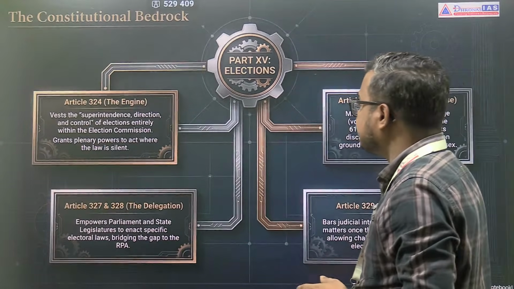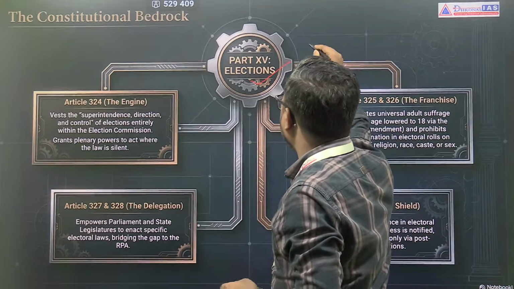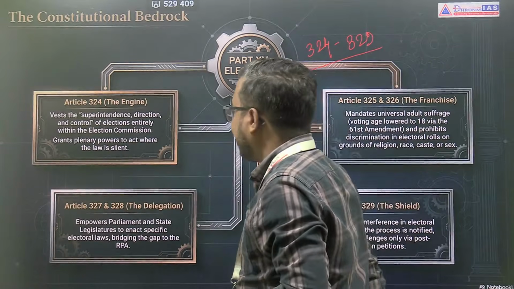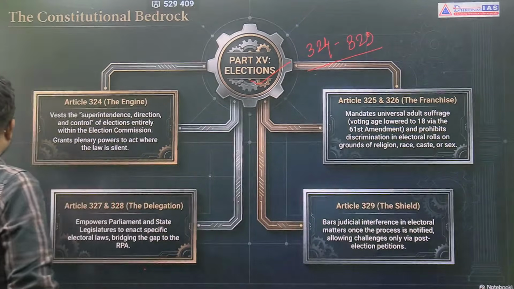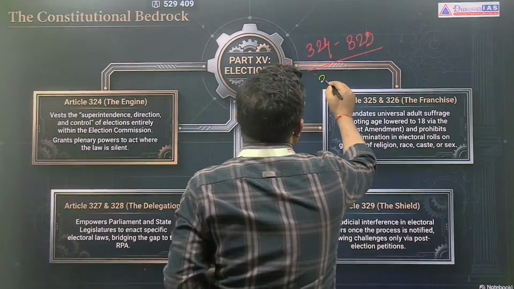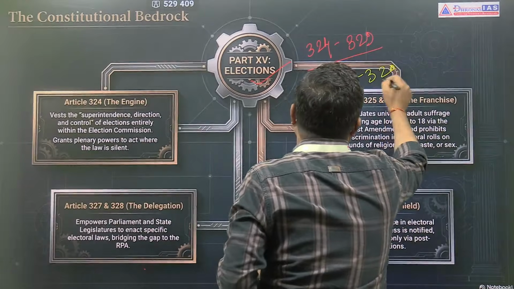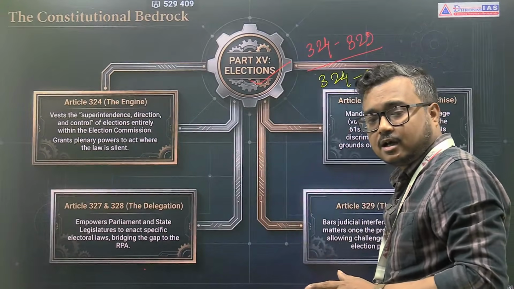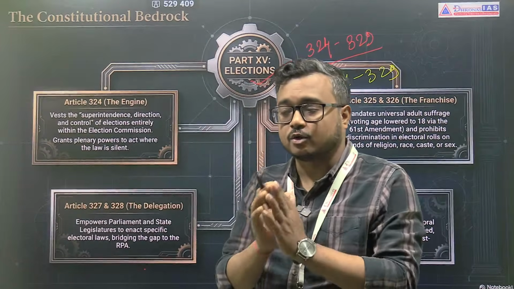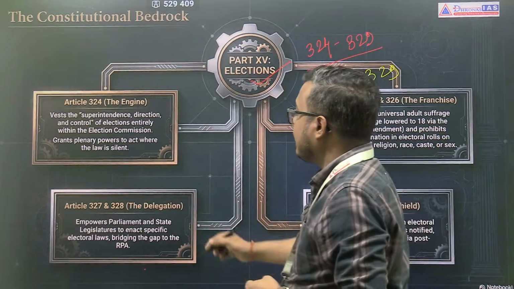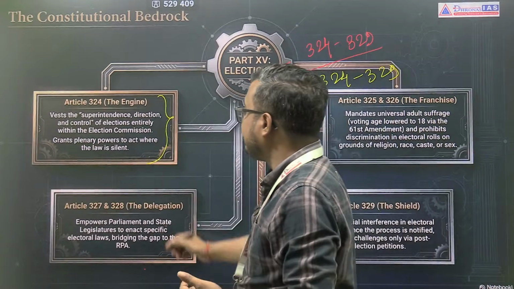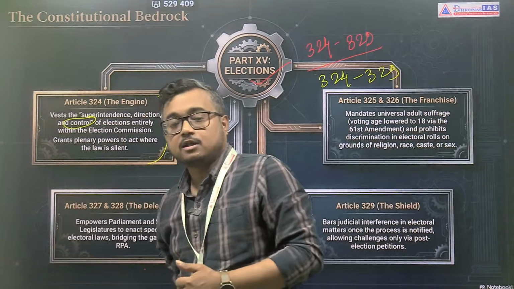Part 15, Elections, runs from Article 324 to Article 329 and covers the election process. Article 324, as I have already said, is about the Election Commission, a commission given the duty to conduct elections. We can consider it the engine. It will superintend, direct and control the election.